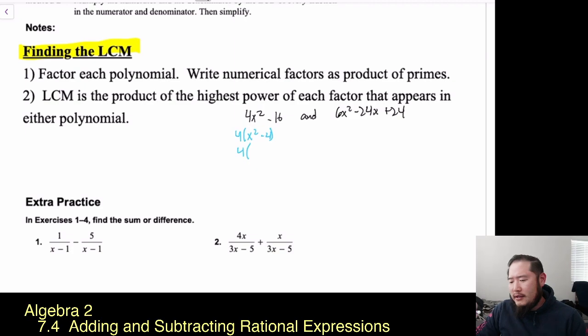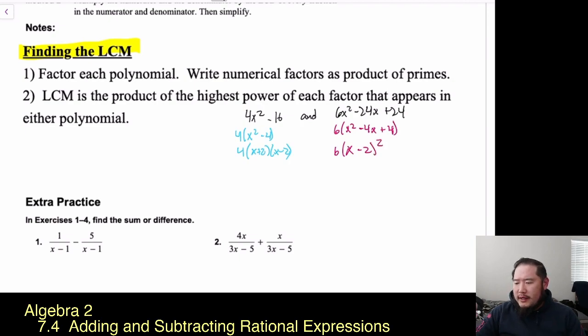Let's go ahead and do the same thing with the second trinomial. Looks like I could factor out a 6. So let's go ahead and do that. And I got x squared minus 4x plus 4. And let's take a look and see right here. This x squared minus 4x plus 4 does factor into x minus 2 quantity squared. Factors of 4 that equal negative 4: negative 2 and negative 2. So that's where we got x minus 2 right there.